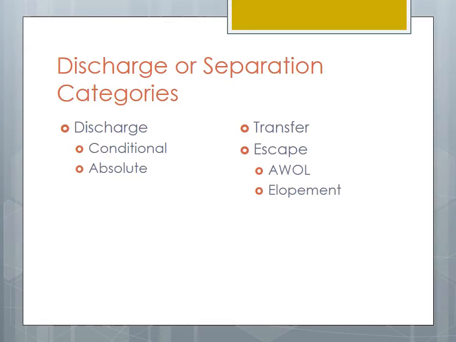Discharge or separation categories. Discharge is going to be conditional in some cases, meaning that they may come back to the facility if they don't meet certain conditions, like not going to see their mental health worker, not going in to get their injections like they're supposed to. Or it can be what we call absolute, which is a new hospitalization would be required before every admission. We would have to evaluate them before they were put back in the hospital. So this would be considered an absolute discharge.